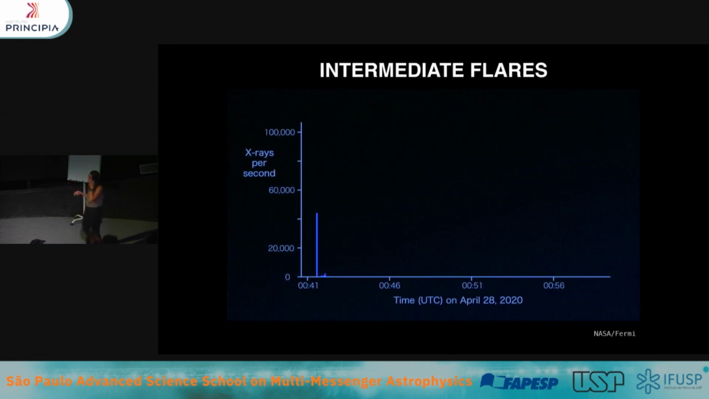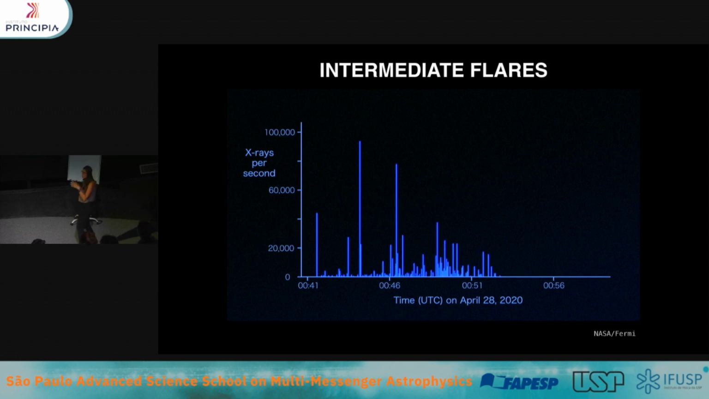Intermediate flares, you can measure them in X-rays. When you get intermediate flares, you can have this forest of bursts where you measure a lot of X-rays in just a few seconds. We will keep this in mind because tomorrow I will be talking about something that could be connected to this, okay?